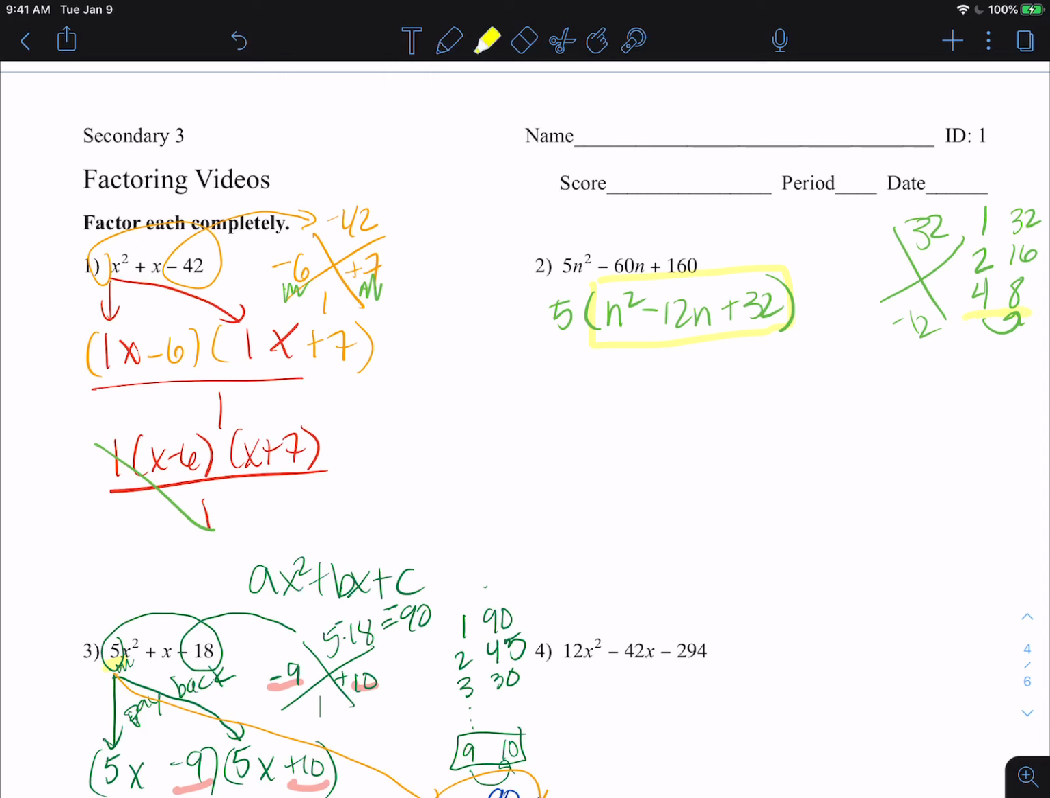So if I do 4 and 8, I need it to be negative 12, so I need both of those negative, and then negative 4 times negative 8 is a positive 32. Don't forget to keep your common factor out in front. So then I just have negative 4 and negative 8. Since this is a 1, this just goes to n and n, and then this is my final answer.